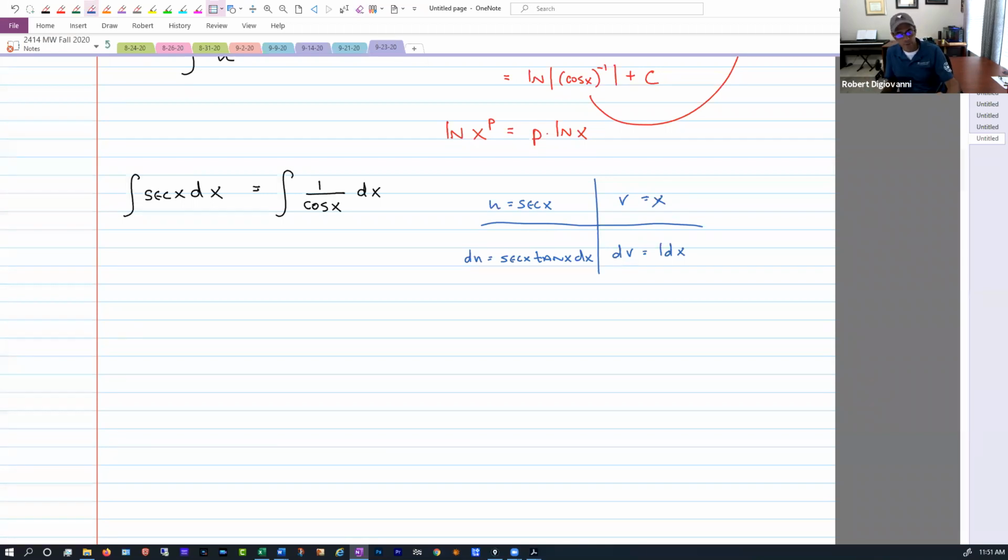That's okay. The problem is uv minus the integral of v du looks like this. Here's what that integral is: x secant x tangent x dx. And unfortunately, that x in front is complicating things now because it's no longer a trig integral. It's a trig mixed with a linear expression. So we're pretty much going to be stuck at that point, all right?